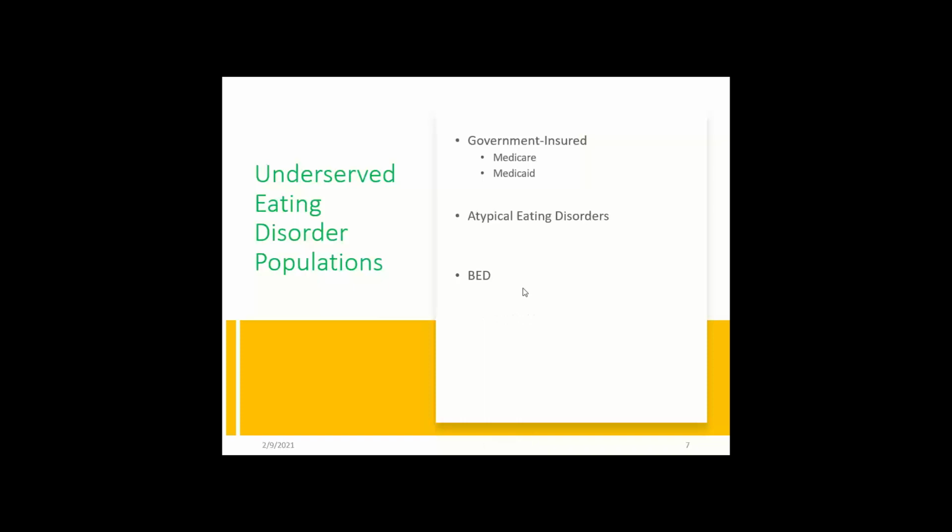Our government insured populations, I know I speak about this a lot, that our eating disorder facilities across the country, only a few take Medicare. And those I'm so happy to refer to. And our Medicaid population only serves the under 18 with Medicaid. And most facilities still today do not cover the government insured.